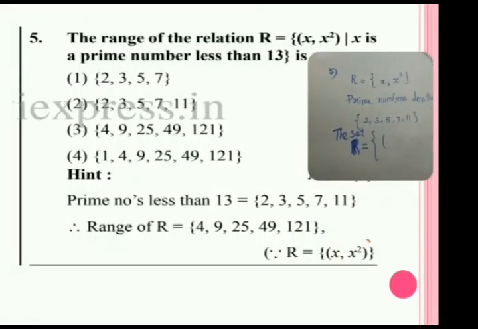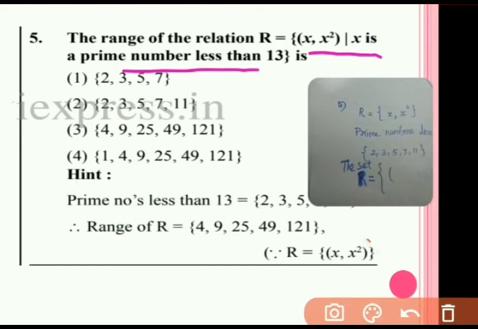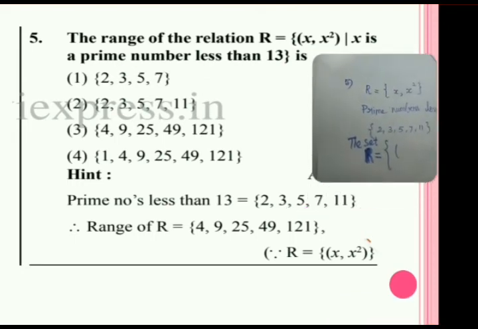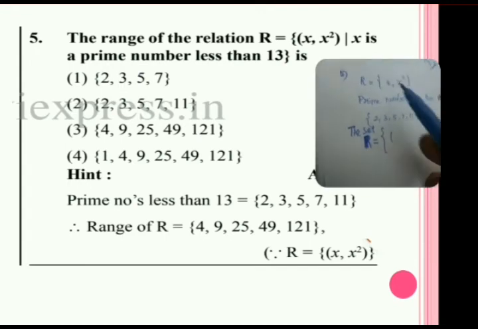Question number 5. The range of the relation R is equal to {(x, x square) such that x is a prime number less than 13}. Prime numbers less than 13 are 2, 3, 5, 7, 11. We write up to 13 numbers. So 2, 3, 5, 7, 11. We need to find the range, children. What is the condition given?